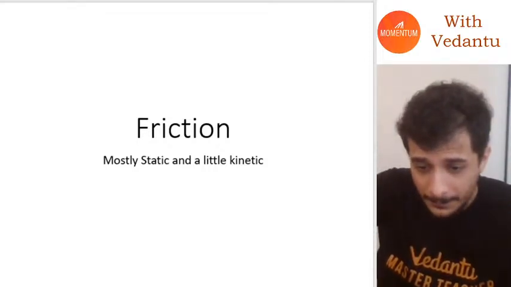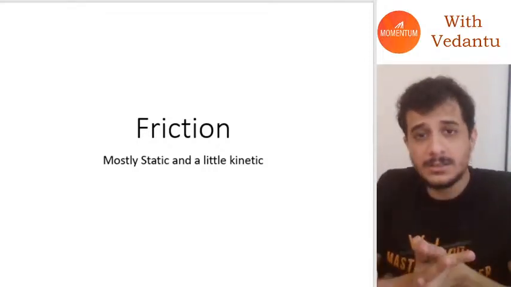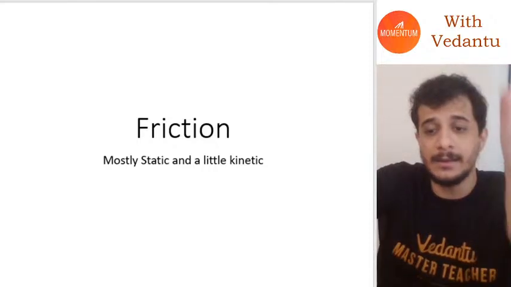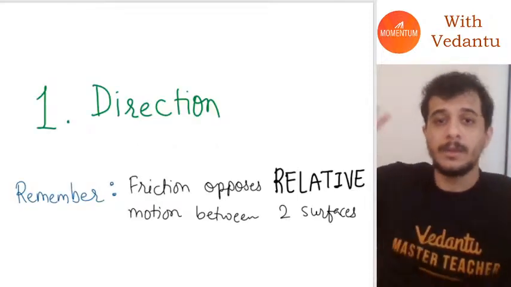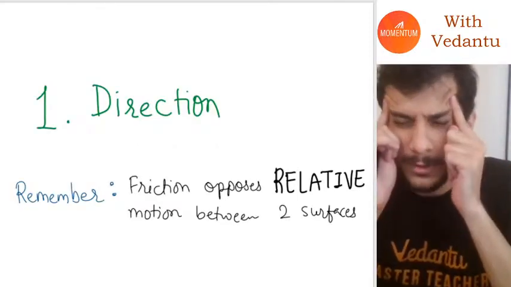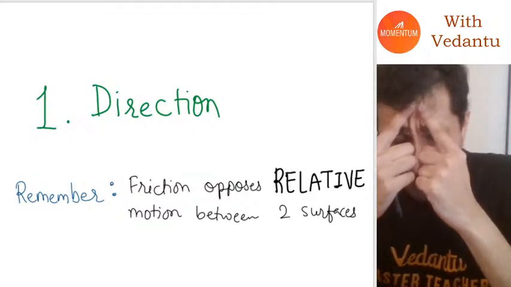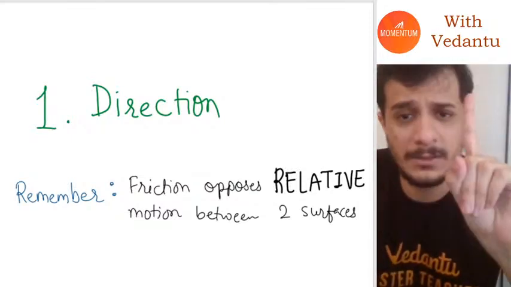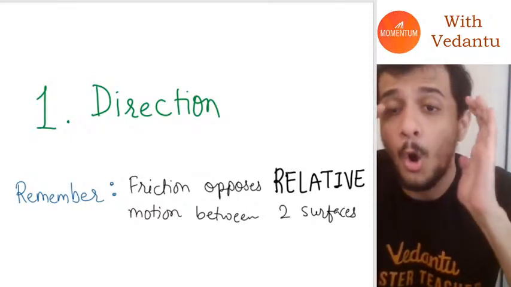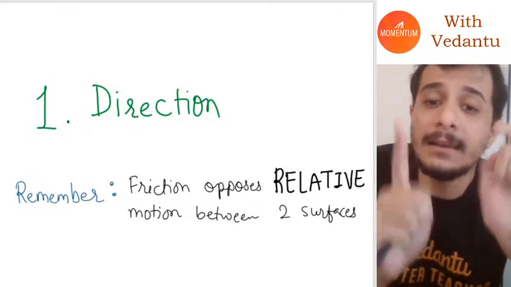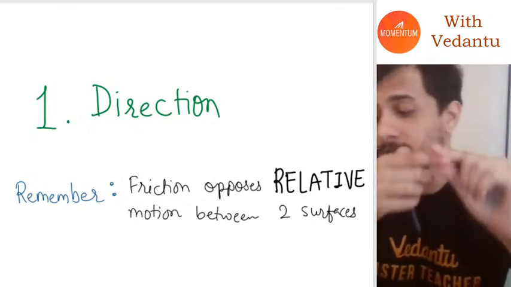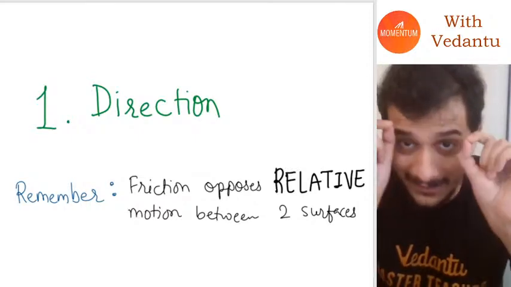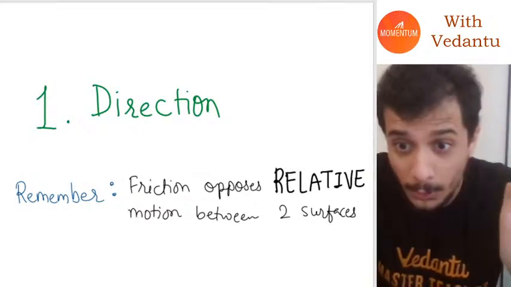Next, let's start with the direction of friction. Guys, so many people get confused here. So remember this, and we'll do a lot of questions. We have to first remember this basic fact: friction opposes a relative motion between two surfaces. Friction opposes relative motion. It doesn't actually oppose motion.